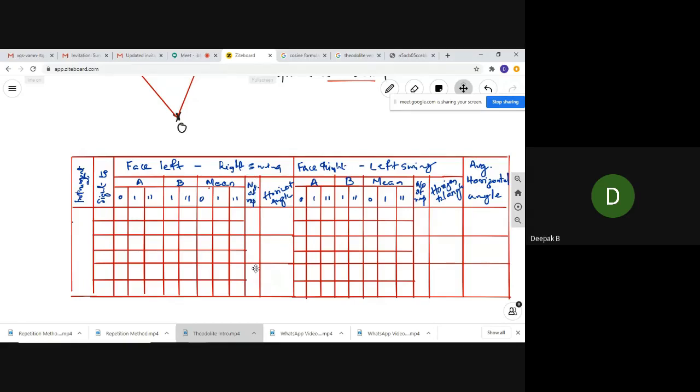Then there is another column. This is for the number of repetitions. This column is for the horizontal angle. Similarly, the same things have to be written here for face right left swing. And finally, the column here is the average horizontal angle.